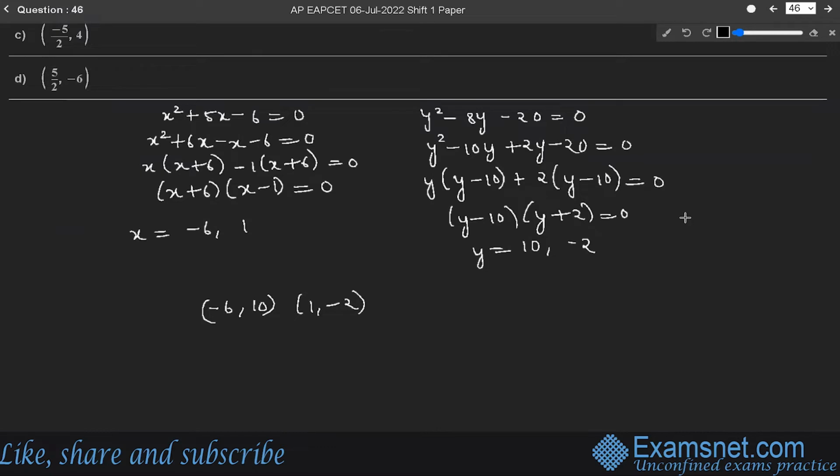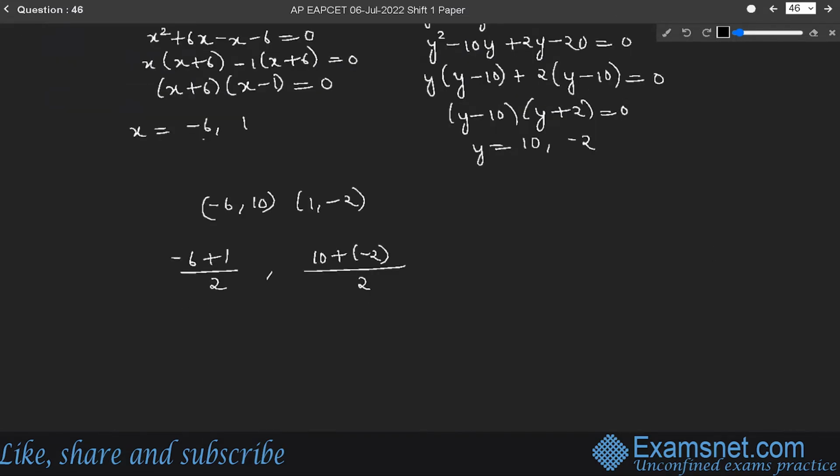We know that the midpoint of a rectangle can be calculated by adding together the x value of the rectangle's left limit with the x value of the rectangle's right limit and dividing the sum by 2, and the same for the values for y. So x values are −6 and 1, so (−6 + 1)/2, and for y values it is 10 and −2, so (10 + (−2))/2. So the midpoint will be −6 + 1 is −5 by 2, and 10 − 2 is 8 by 2, which is 4. So the midpoint will be (−5/2, 4).